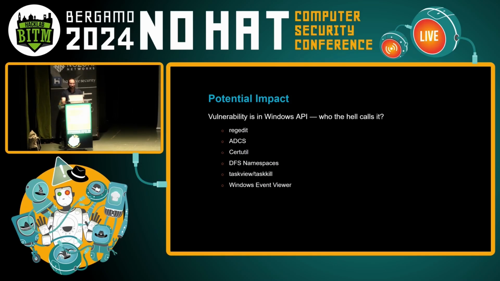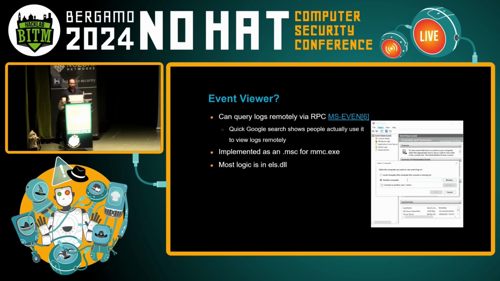Also, surprisingly, we have the tasklist and taskkill software components in Windows that are commonly used. If you use them on a remote machine, they're going to call eventually a remote registry because they can. And I think the most interesting one is the Windows Event Viewer. Similarly to WinReg, the Windows Event Viewer has an option to connect to a remote machine to query its event log. It does so over RPC as well with a different interface called MS-EVEN or EVEN6.